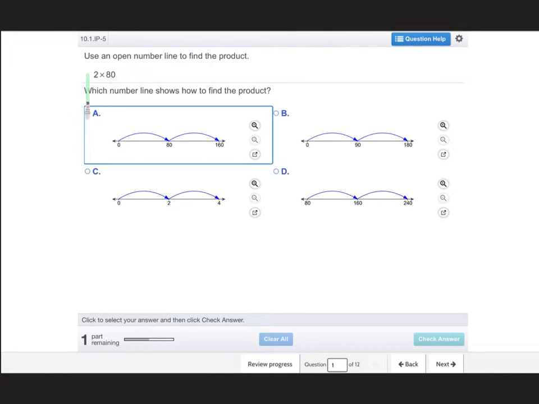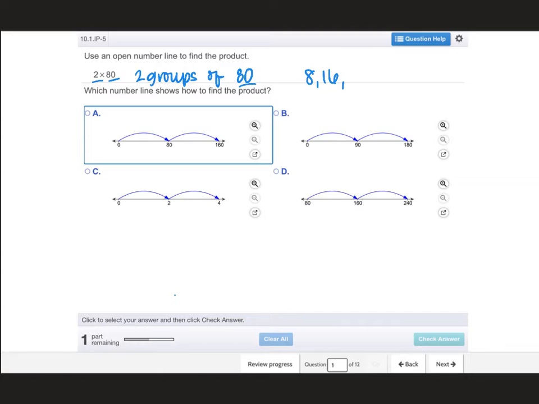So our question here says, use an open number line to find the product. Which number line shows how to find the product? So when I look at 2 groups of 80, I'm even going to write that out, 2 groups of 80. I'm going to look at my 4 number lines and find out which one actually has 2 groups of 80.